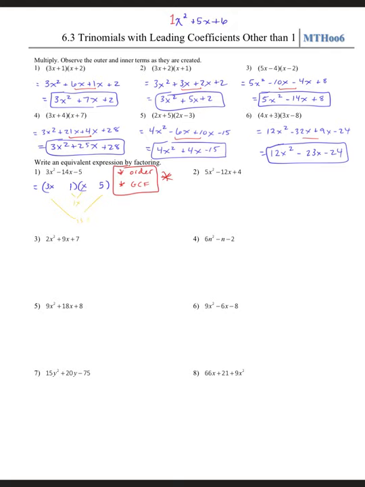Now, we need that to be a negative 14. So we need one of these values to be negative. Right, and if we want the middle term to be negative, we need that larger value to be negative, which means the subtraction sign needs to go into that binomial, and then this would be an addition sign. And then to check your answer, you would just FOIL. 3x times x is 3x squared. We'd have a positive 1 and a negative 15x, which would give us that negative 14x. 1 times negative 5 is negative 5. So therefore, this would be our final answer.